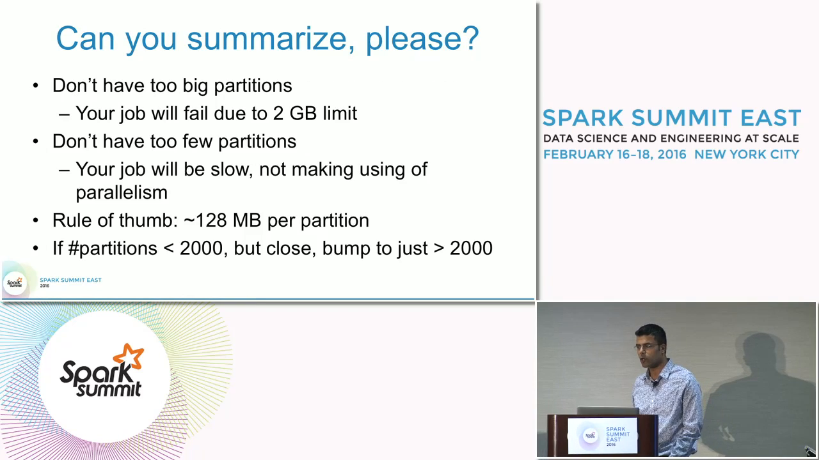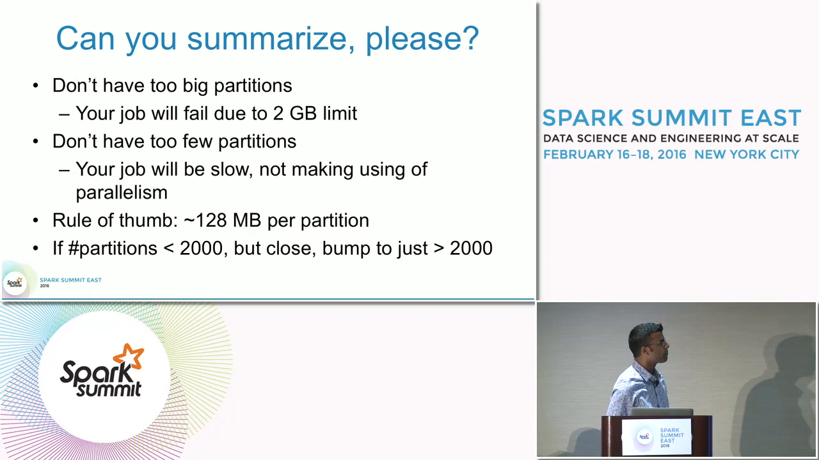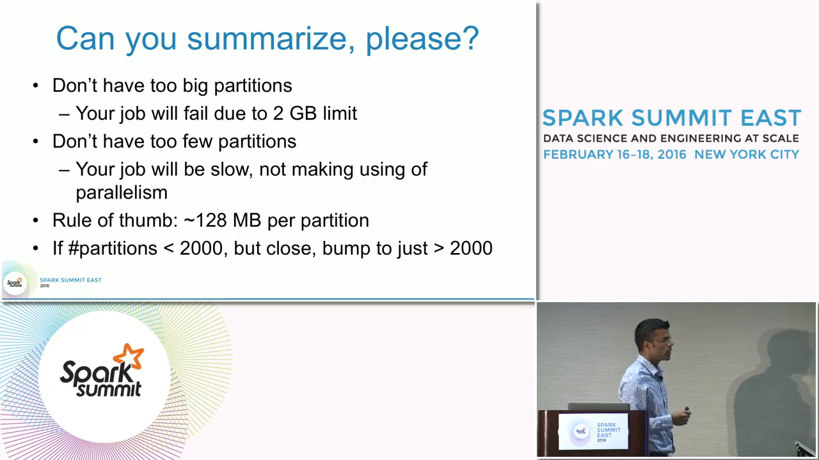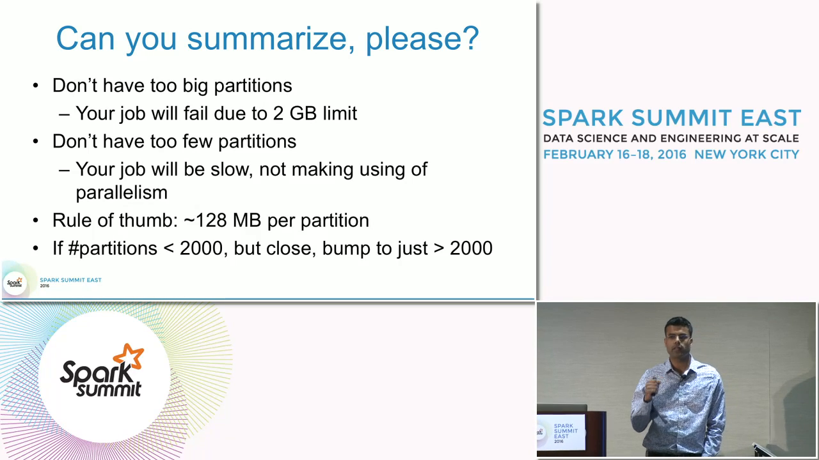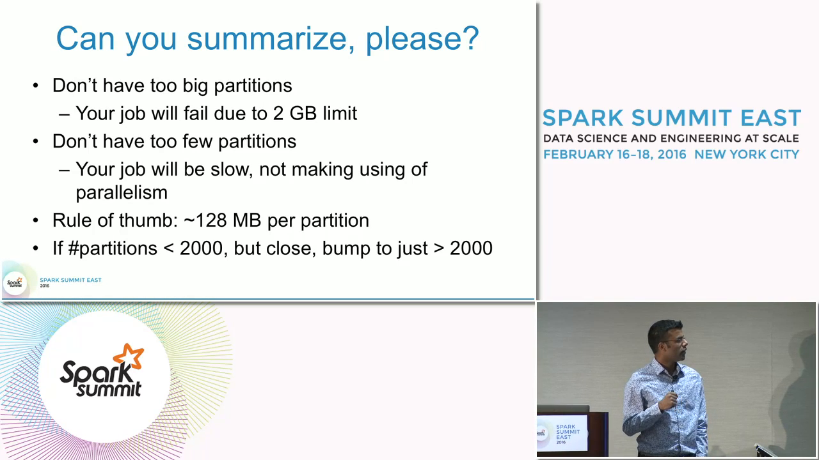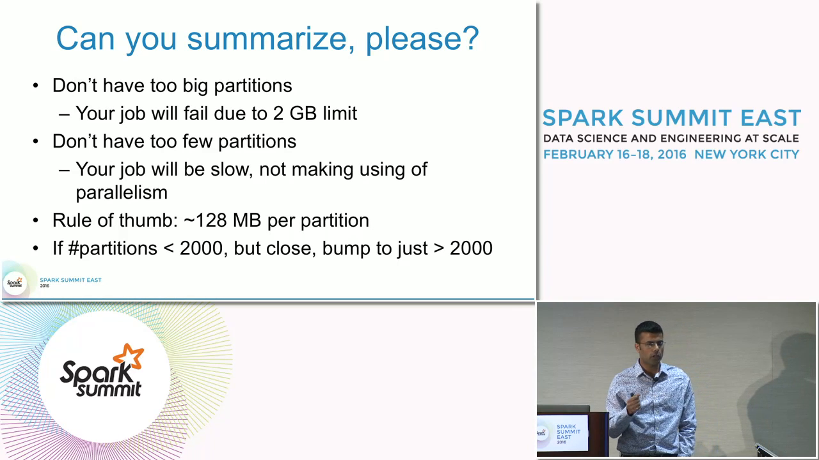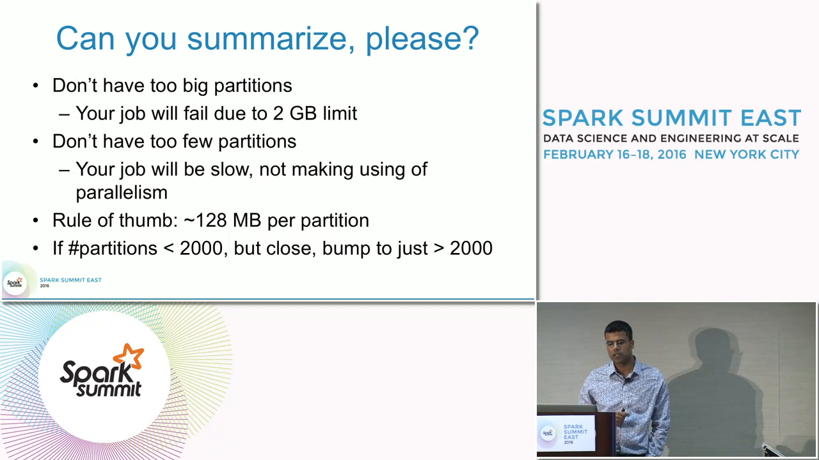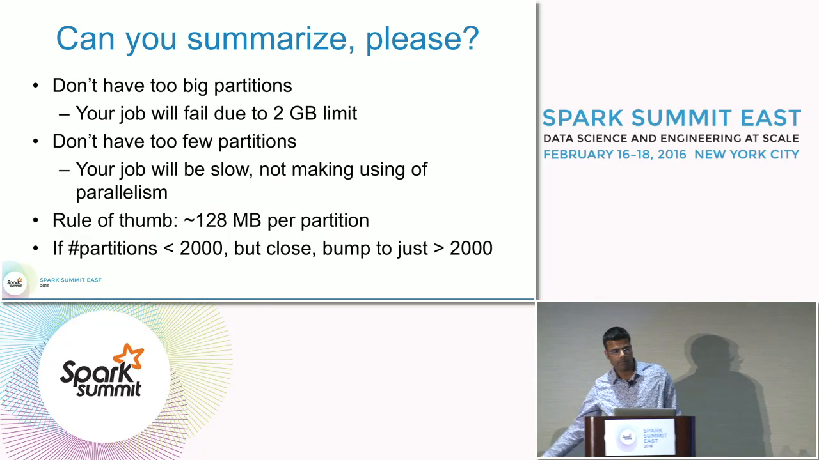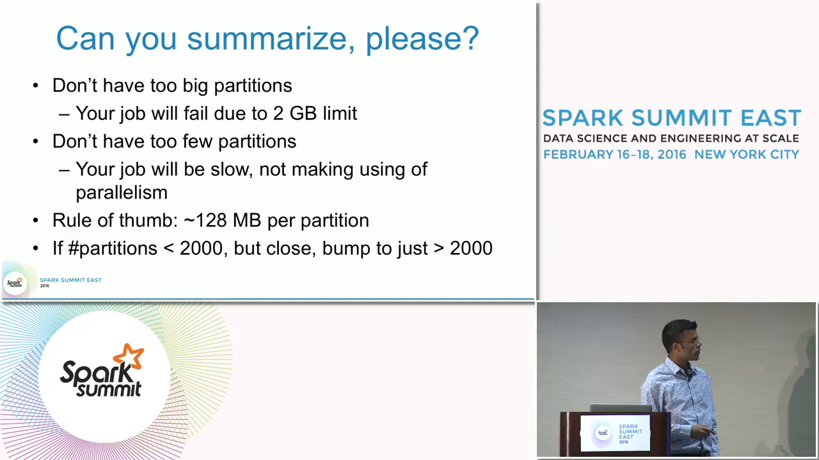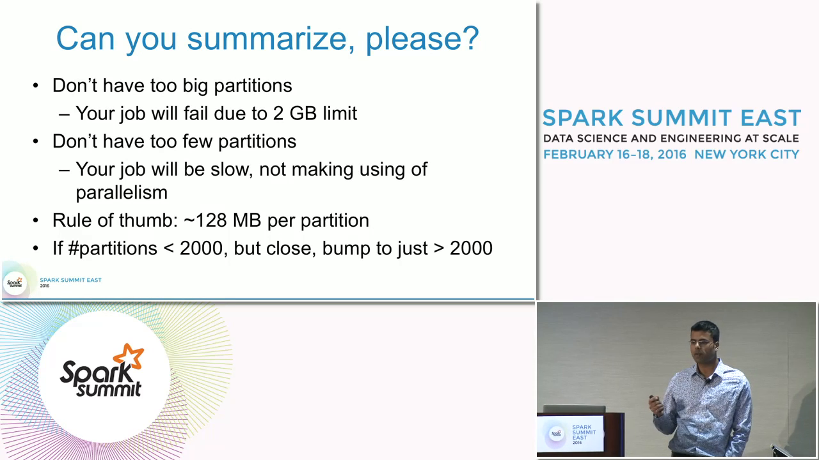Okay, so confused much? Here's a summary. Don't have too big partitions when you're shuffling, because your job may fail due to your 2 gig limit. If you have too few partitions, you're not making enough use of your parallelism, so you want to increase the number of your partitions. The rule of thumb is to have 128 megs per partition, and if the number of partitions is less than 2,000, then just bump it up to more than 2,000.